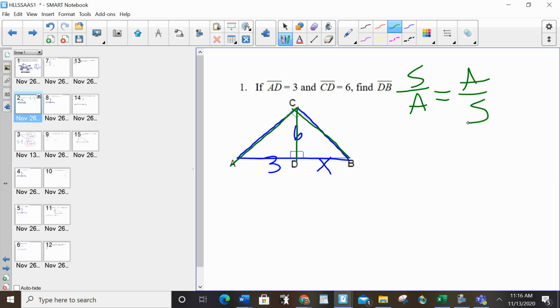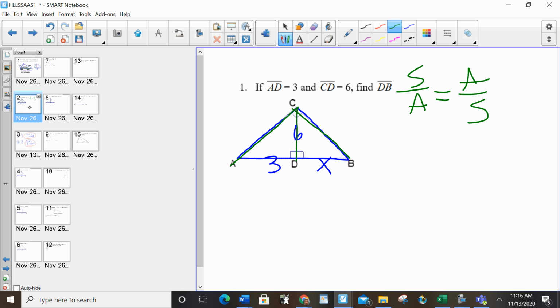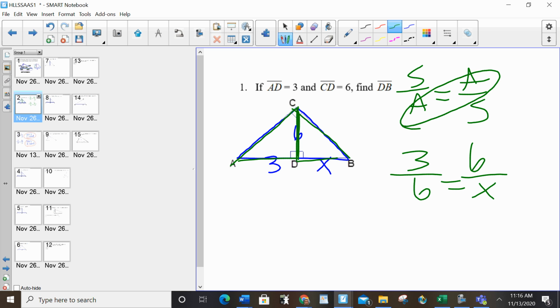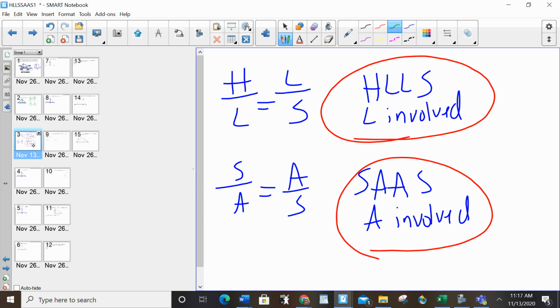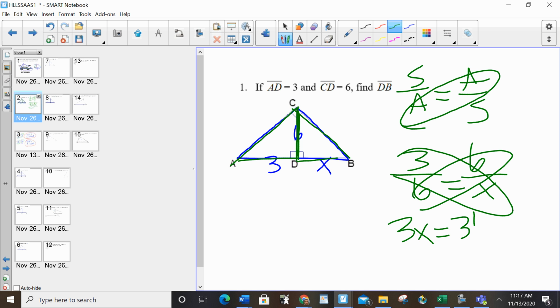So S are these pieces right here. So S is 3 over A is 6 equals A, again, is 6 over the other S, which is X. It's always the same thing in the bottom left and top right. For both hills and SAS, it's always the same value in the bottom left and top right. And that's it. Once I have my proportion, I cross multiply and solve. X is 12.